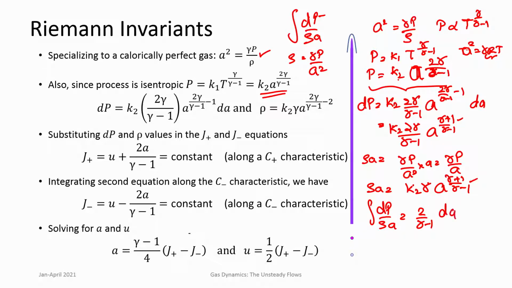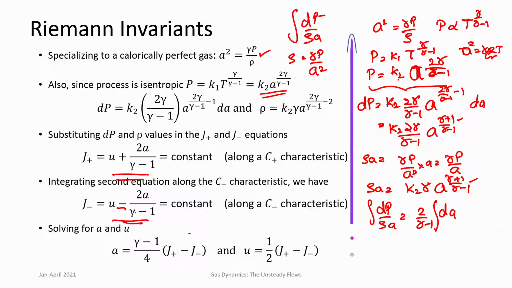So you are left with integral dA, which is a. So u plus 2a by gamma minus 1. So the Riemann invariant can be solved analytically. You can get a closed form solution: u plus 2a by gamma minus 1 is equal to constant along a C plus characteristic. Similarly for a C minus characteristic it is the same integration, but you have this negative sign here. So u minus 2a by gamma minus 1 is constant.